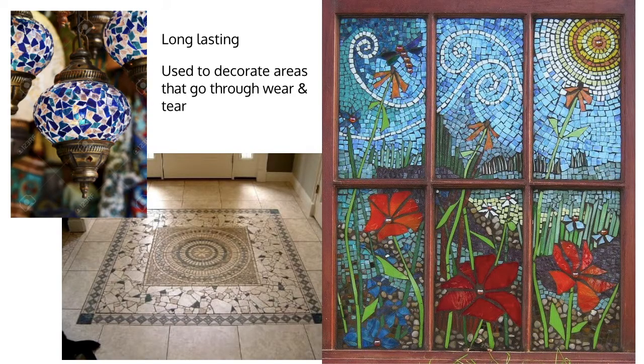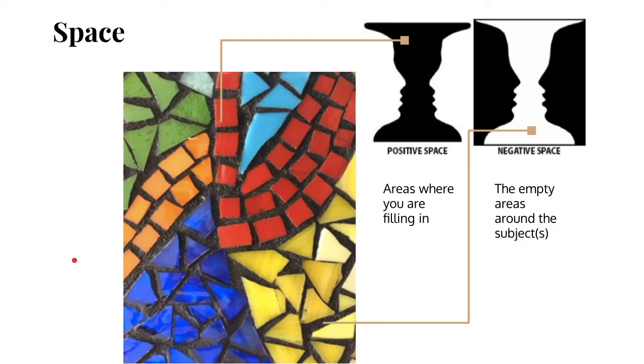So mosaic is often used in areas that would usually suffer through wear and tear, for example the floor, the window, and the roof, or even the wall. Before I teach you how to create your own mosaic piece using Google Drawing, let's talk about one of the elements of art called space.